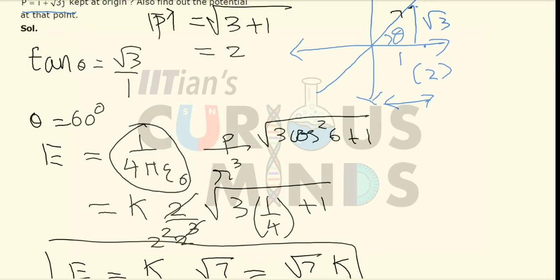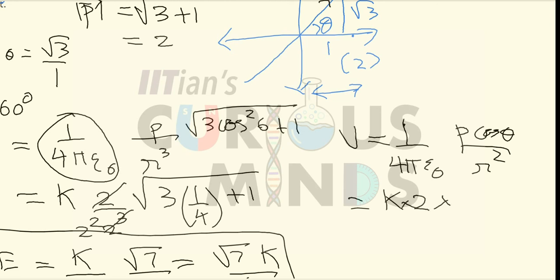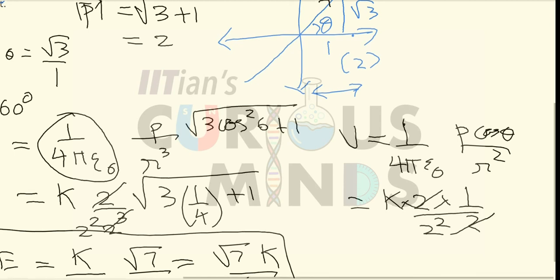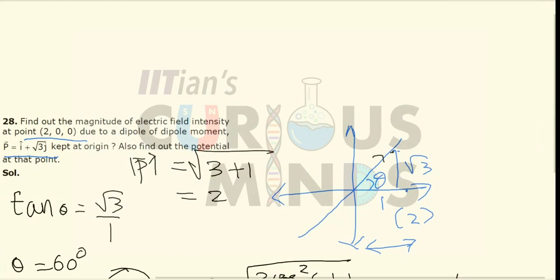We have to find out the potential. In order to calculate the potential, we will use the same method. That is, for a short dipole, V will be equal to 1 by 4 pi epsilon naught p cos theta divided by r square. Now 1 by 4 pi epsilon naught is written as k, p over here is equal to 2, cos theta, the theta over here is equal to 60 degrees, which is equal to half, divided by r square, which is equal to 2 square. So 2 and 2 will get cancelled out, and the potential at this point will be equal to k divided by 4. This is the potential developed at point (2, 0, 0).